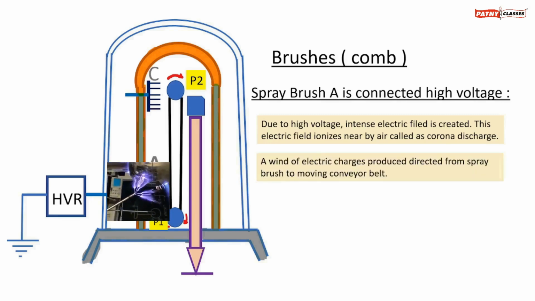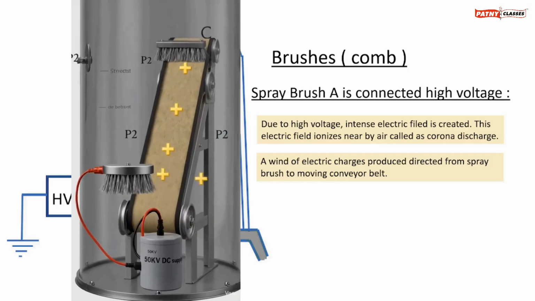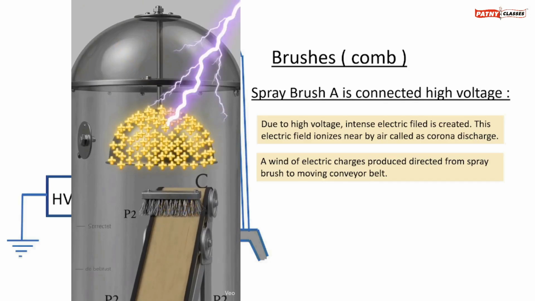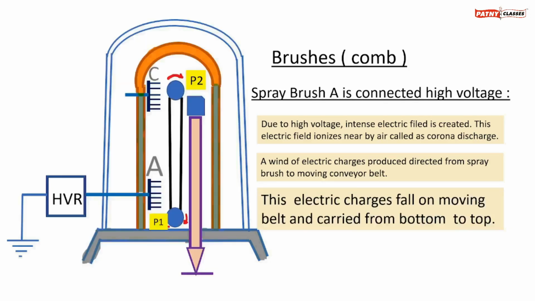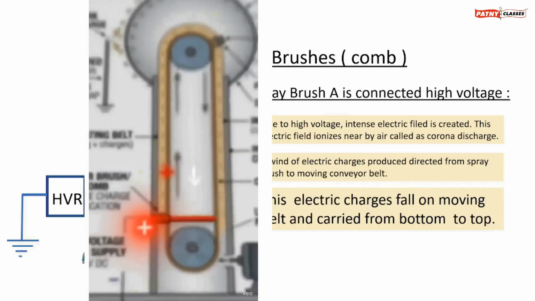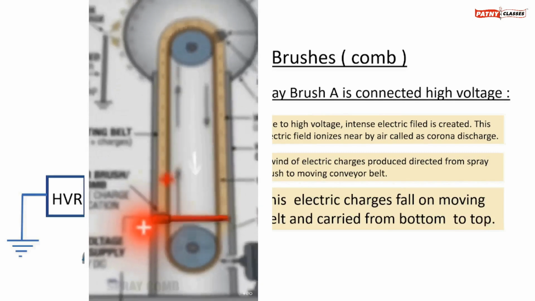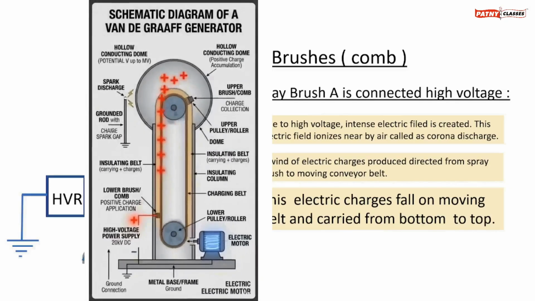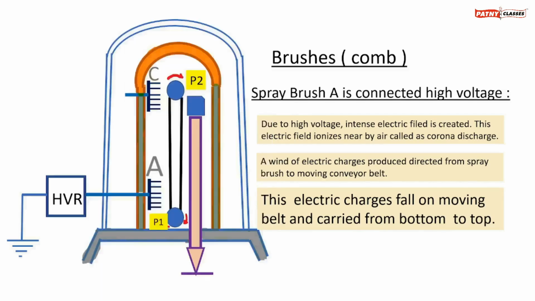Due to this corona discharge, electric charges are produced, and these electric charges flow from the spray brush to the conveyor belt. That is, due to corona discharge, a wind of electric charges is produced which is directed from the spray brush to the moving conveyor belt. These electric charges flowing from the spray brush fall on the conveyor belt. As the conveyor belt is moving, charges are carried from bottom to top. At the top, there is a collecting brush ready to collect these charges from the conveyor belt.